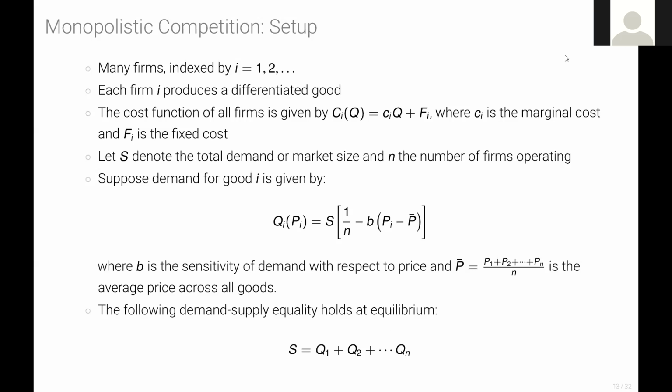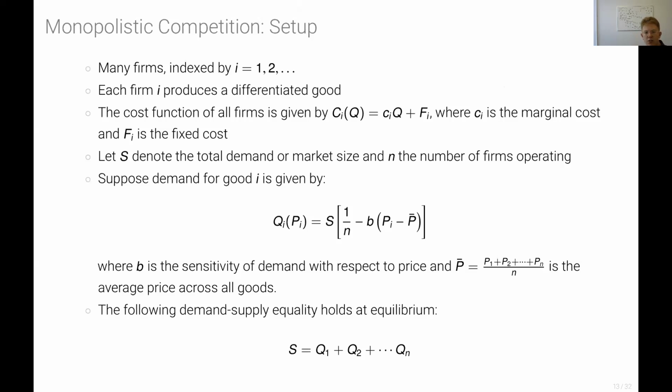Once we assume that all firms are the same, we'll see that the price the firm is going to set is exactly equal to the average market price. But for now, we'll just assume that the average price P bar is more or less unaffected by an individual firm's decision. But I'll come back to that.